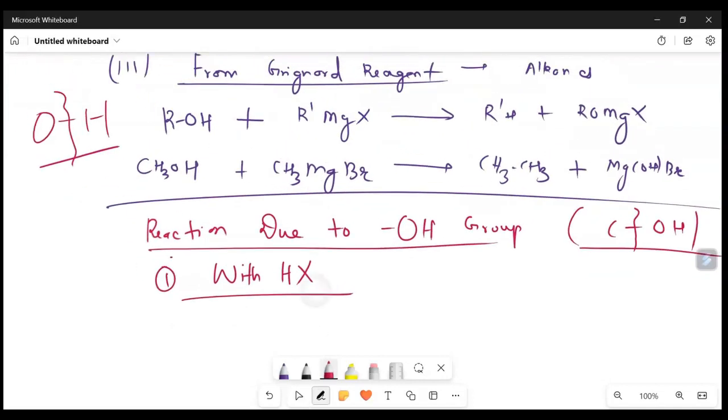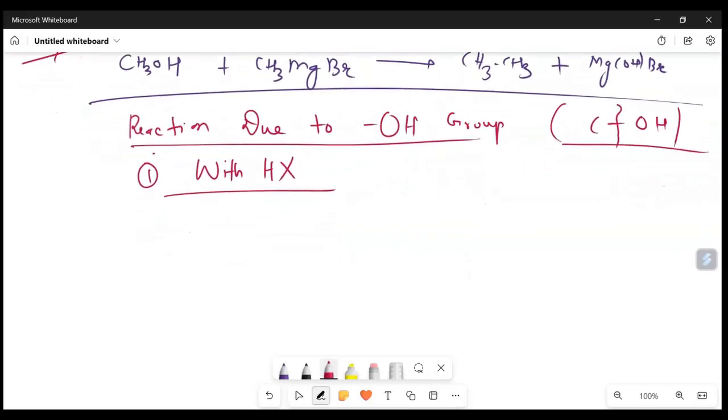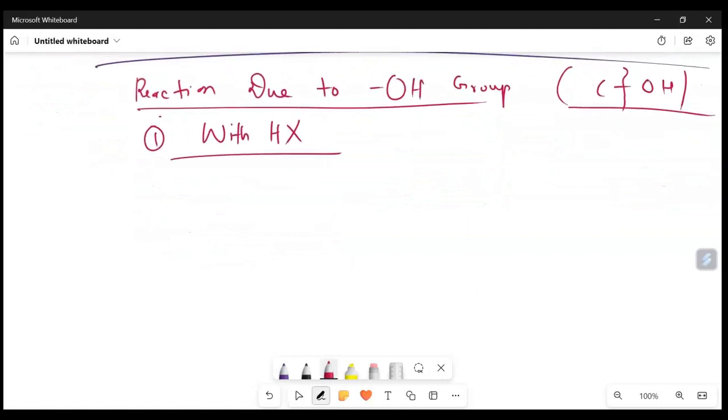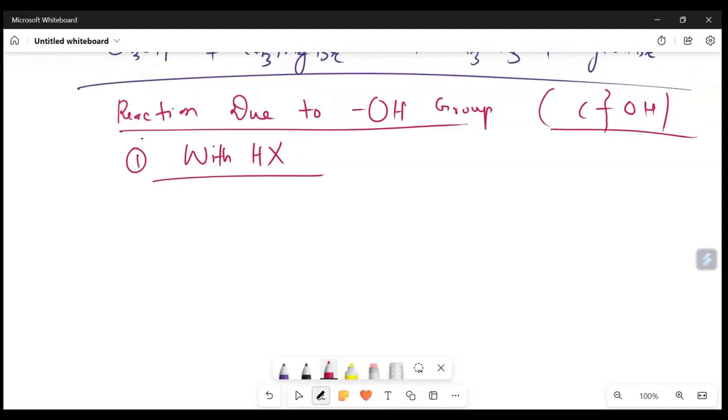bond. Before, we were just breaking the OH bond due to its acidic nature; alcohol is less acidic in nature, and its reactivity is CH3OH highest, then 1 degree, 2 degree, 3 degree. In this case of reaction due to the C-OH bond, it means the cleavage of the bond between carbon and oxygen.